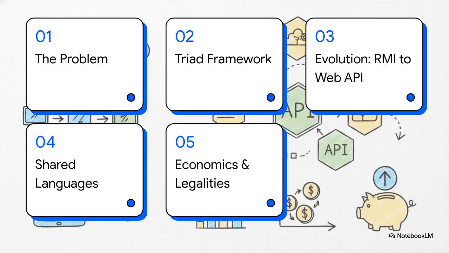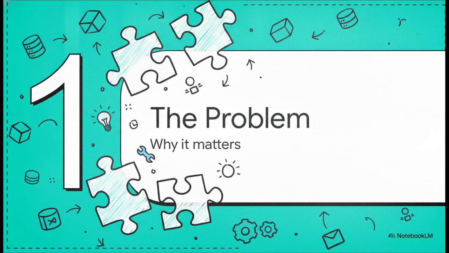So here is our roadmap for today. We'll look at the interoperability problem itself, break down the logic, location, protocol framework, track its evolution to modern web APIs, look at the languages they speak, and finally, hit on the real-world economics of plugging it all together. Part 1. The interoperability problem.